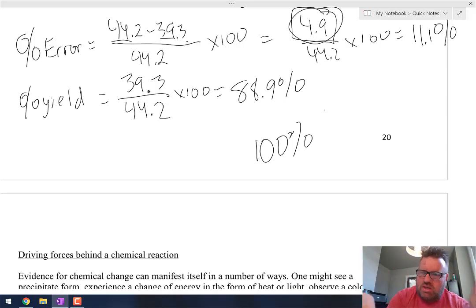Okay, but just to help you remember the two of them, you want a percent error to be low, you want a percent yield to be high. And again, the two of them together add up to 100%.